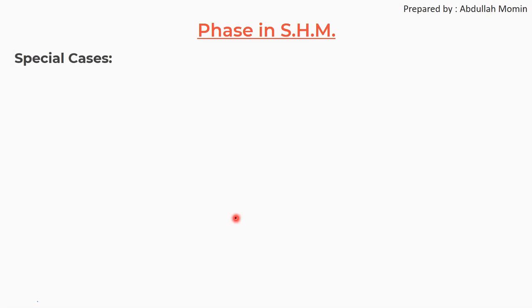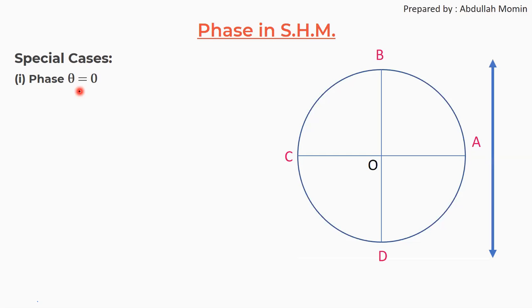So we are going to see four special cases when phase theta is equal to 0. That means at point P, phi is 0. At point A, phi is 0. The particle is situated at point A and its image will be at mean position.